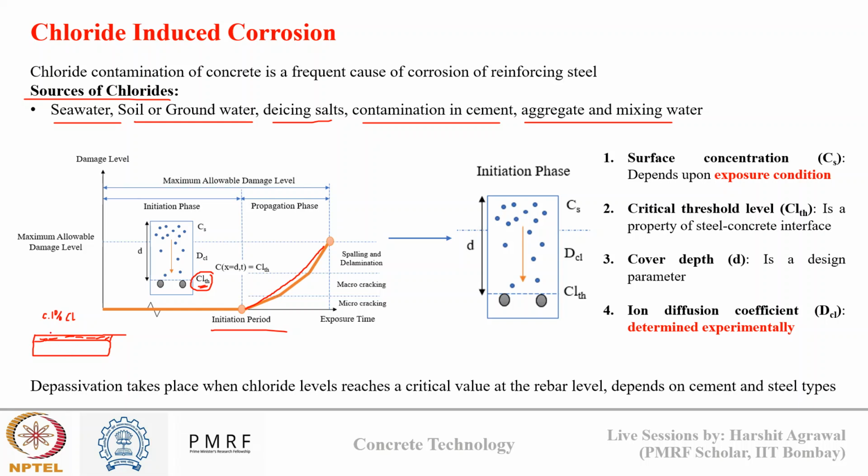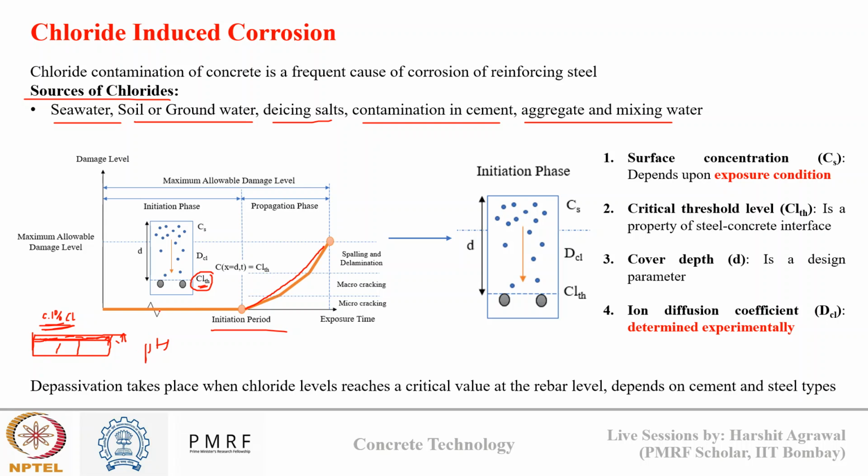This threshold value depends upon two things: the reinforcement material and the pH of concrete. If the pH of concrete is lower, the passive layer will be thinner, so this threshold value will be smaller. And if it is coated rebar, then this threshold value will be different. If it is alloyed steel reinforcement, then this chloride threshold value can be different. So there is a threshold value which chlorides need to reach at the steel surface to break the passive layer.